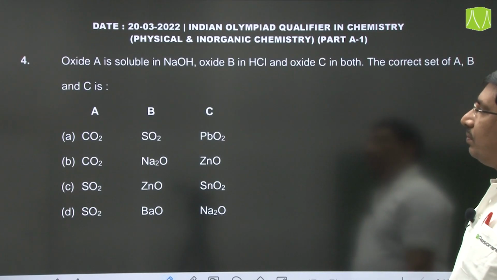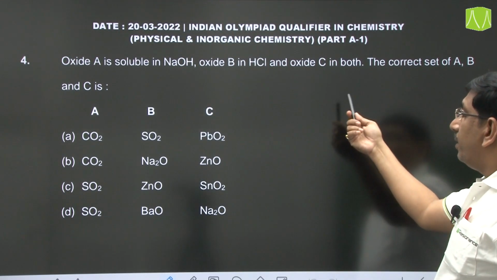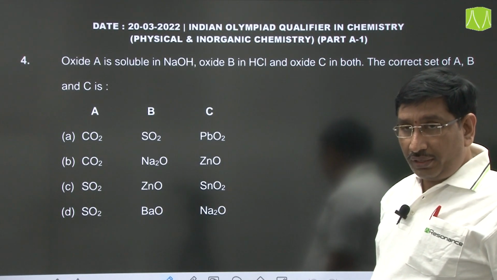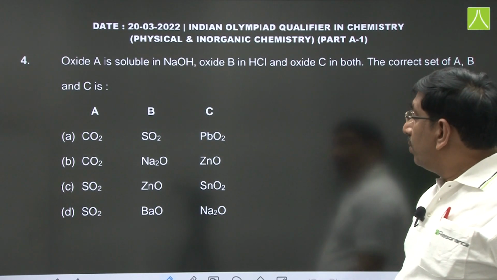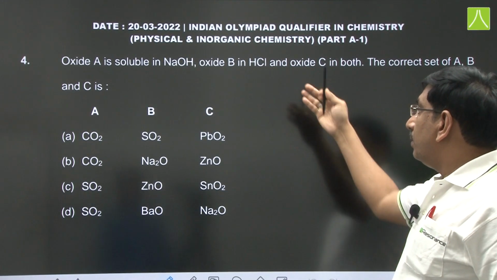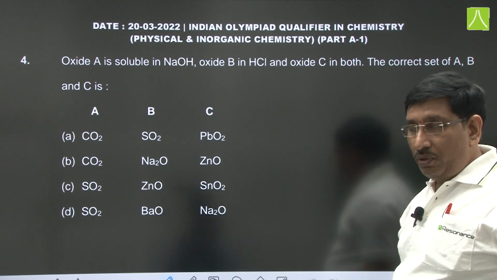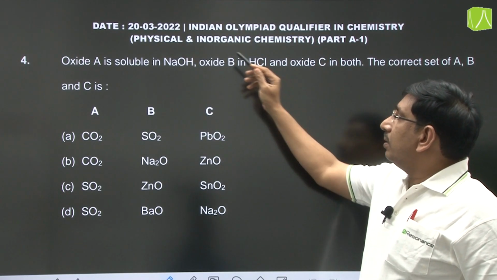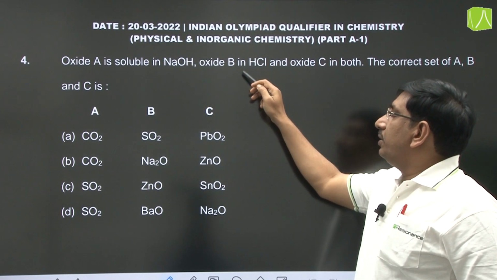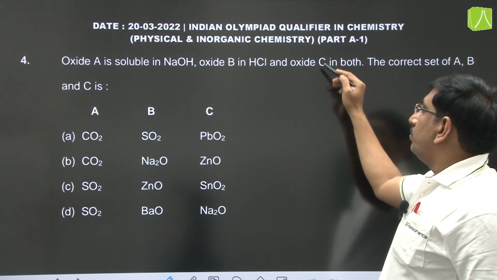Next one, another question, from the acidic, basic and amphoteric nature of oxides. Oxide A is soluble in NaOH, which means it should be acidic in nature. Oxide B is soluble in HCl, which means it should be basic in nature. Oxide C is soluble in both, which means it should be amphoteric in nature.